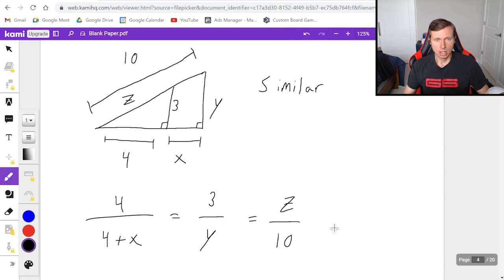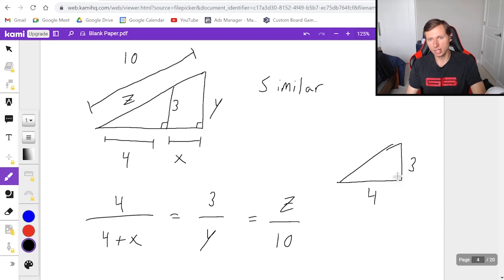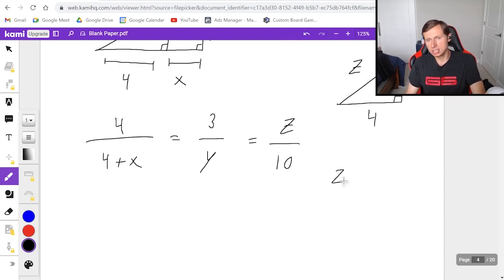How come? Because let me draw this smaller triangle by itself right here. Okay, here's just the smaller triangle with a base of 4, a height of 3, and a right angle, and you're going to solve for z by using the Pythagorean theorem. You can use the Pythagorean theorem because you have a right angle and because you have two sides already. So that means z squared equals 4 squared plus 3 squared. Hopefully I don't have to explain the Pythagorean theorem to you.